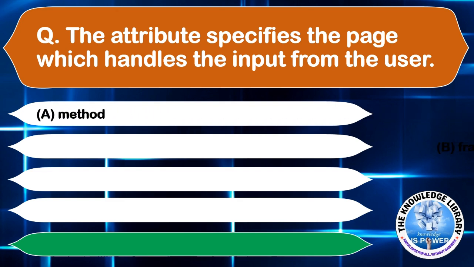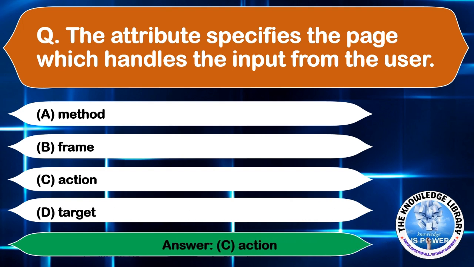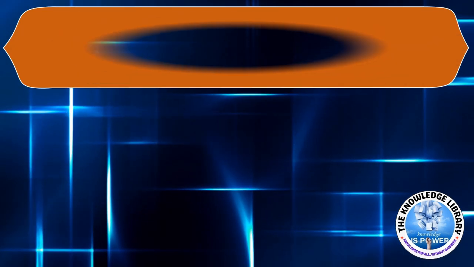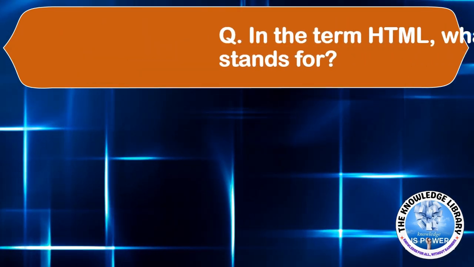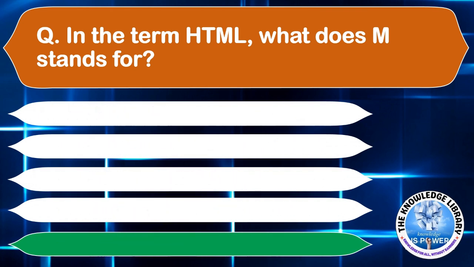The next question is, the dash attribute specifies the page which handles the input from the user. Option A, method. Option B, frame. Option C, action. Option D, target. The correct answer is option C, action.